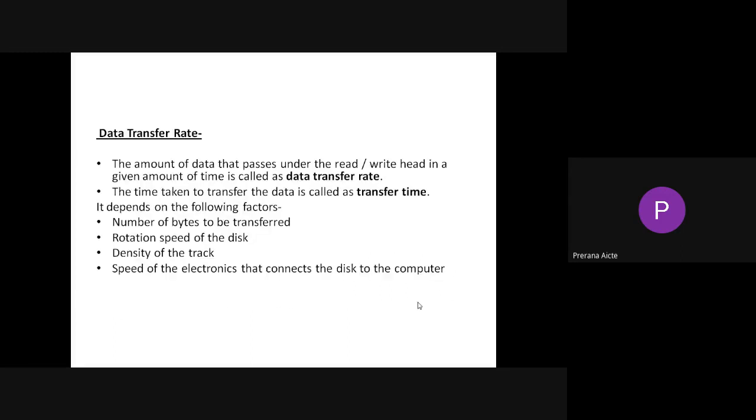And next one, data transfer rate. The amount of data that passes under the read-write head in a given amount of time is called data transfer rate. The time taken to transfer data is called transfer time. It depends on the following factors: number of bytes to be transferred, rotational speed of the disk, density of the track, and speed of the electronics that connects the disk to the computer.